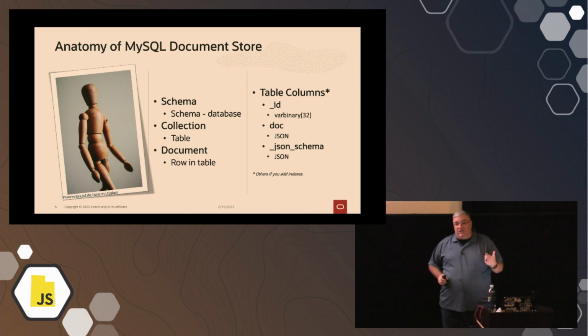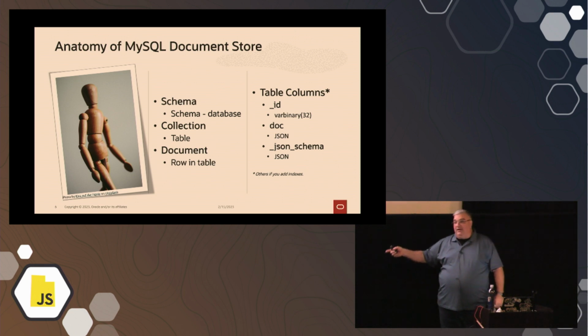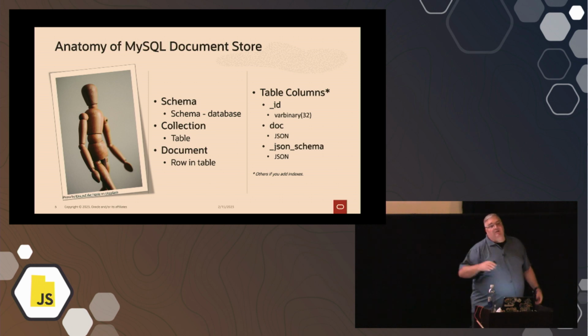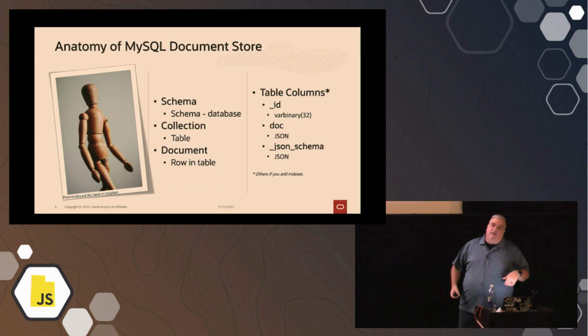And when it's auto-generated, it populates this column, and it adds the underscore ID property to the JSON document itself. Then we have doc, which is where the actual document itself is, and it's the JSON data type. And then there's JSON underscore schema, which is again the JSON data type, and that's actually used to validate JSON documents when they're inserted into the document store.